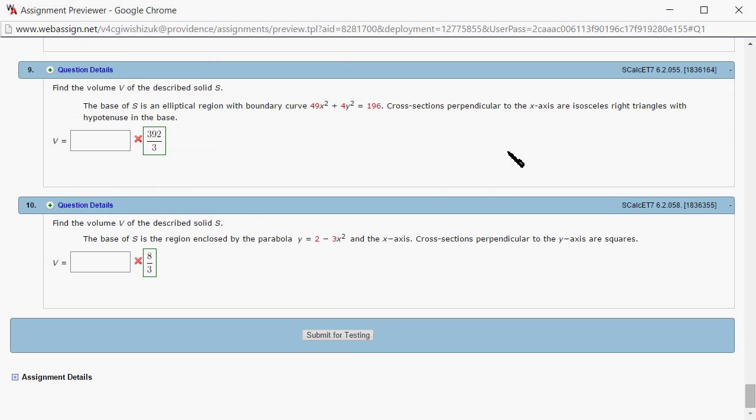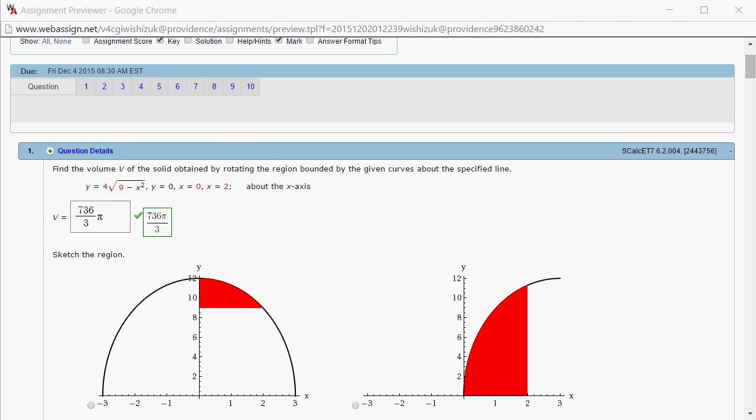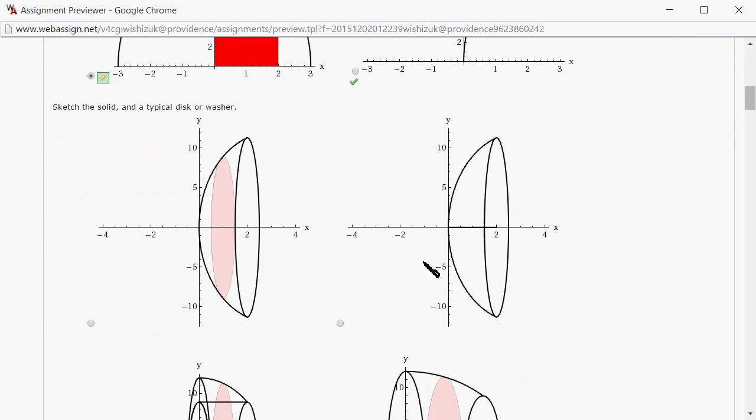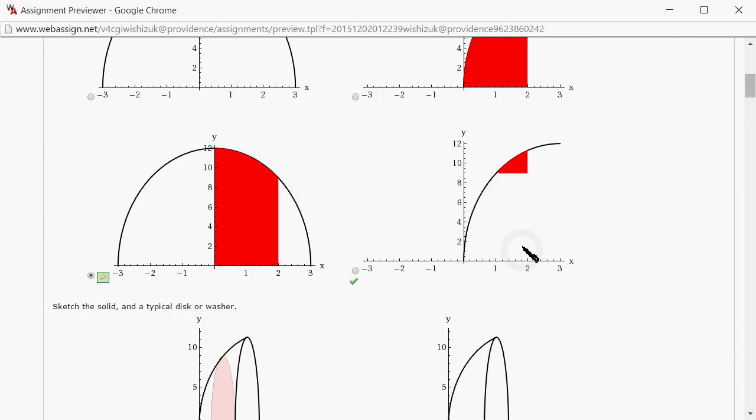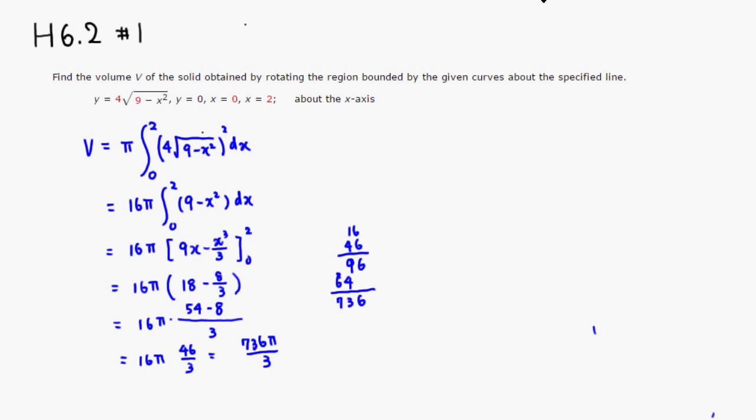Submit for testing. It came back, and of course these were all correct. That's it. I hope that this was clear.